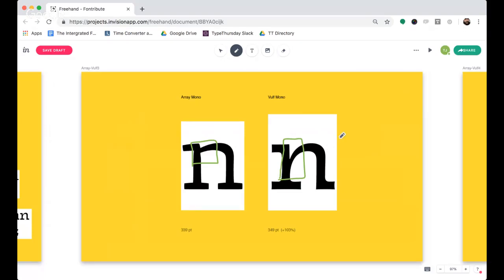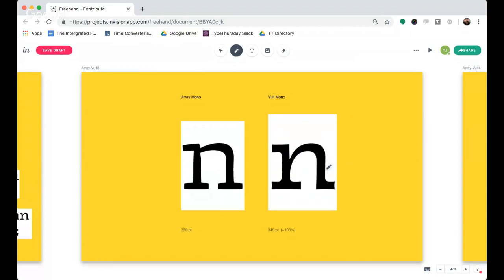First thing you'll notice is the much higher branching position of Array versus the much deeper branching in Vulf Mono. And that actually has the property of the inner counter being very different between the two. Notice there's more abrupt movement in Array Mono versus this more smooth and kind of pushing over to the right side of Vulf Mono. There are also some other differences along the way. So we'll start with the serifs to talk about that.